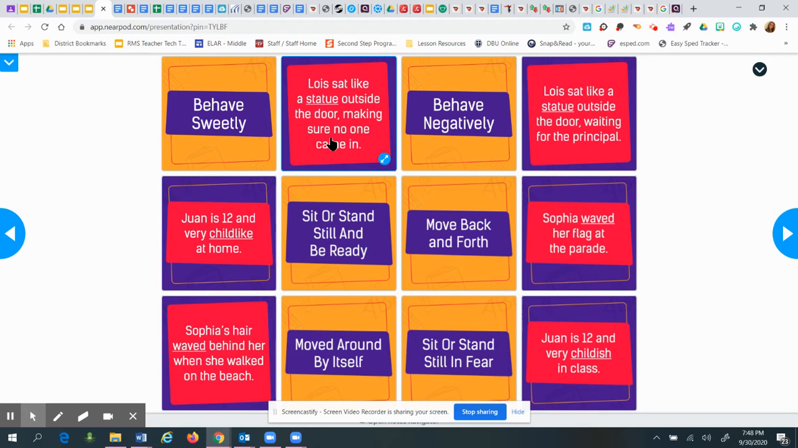So let me go back and see if there was any fear involved. Lois sat like a statue outside the door, making sure no one came in. I don't hear any fear in that. I'm just not hearing it. So I'm guessing this one, I clicked it. See how it's highlighted blue now? And I'm about to say, I think this is the match. And I'm right, yay. So I want you to go ahead and pause the video and do the others.